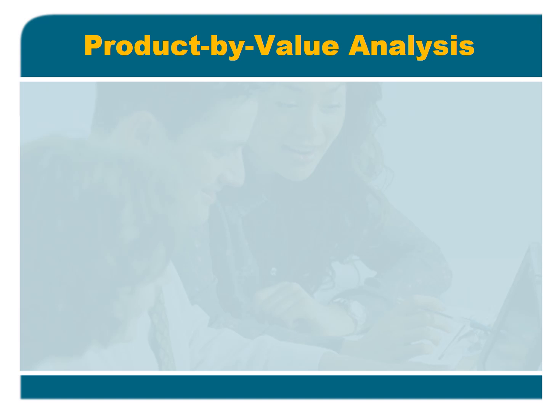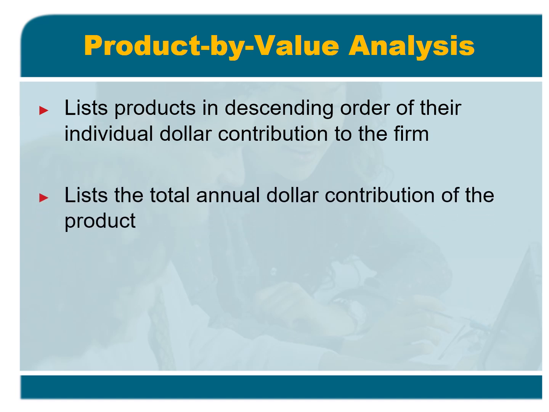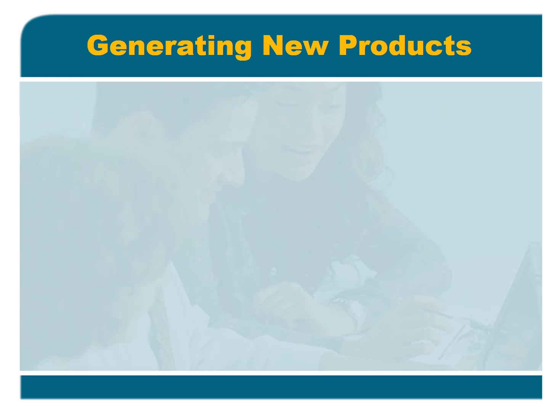So we're going to do a product by value analysis. List products in descending order of their individual dollar contribution to the firm. List the total dollar amount contribution from that product annually. And it helps management evaluate alternative strategies. Is this product now dying? Should we abandon it or redesign it?